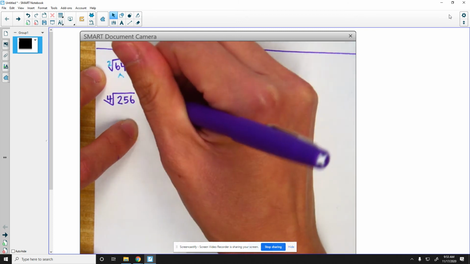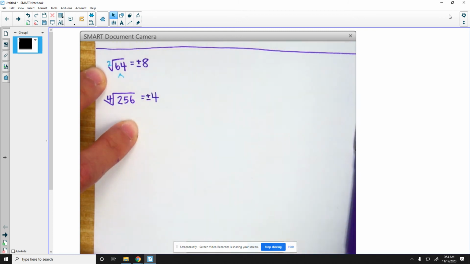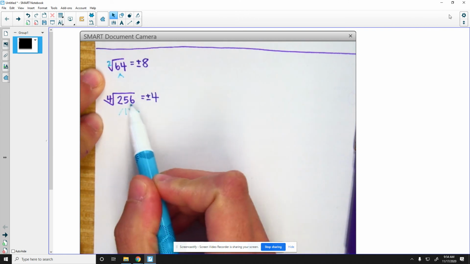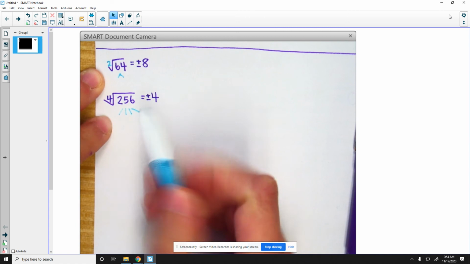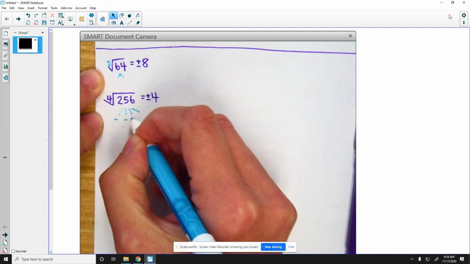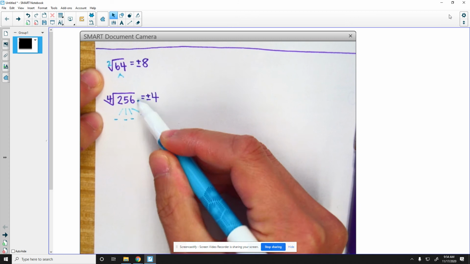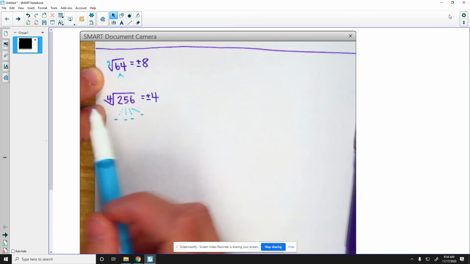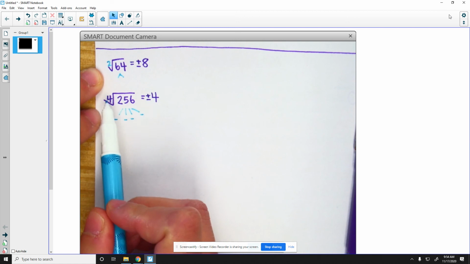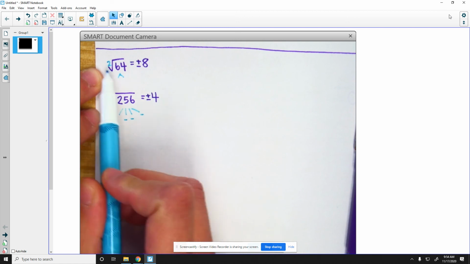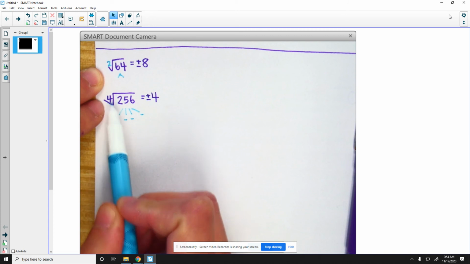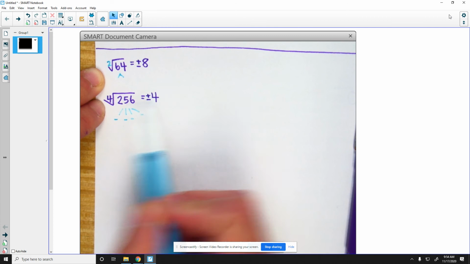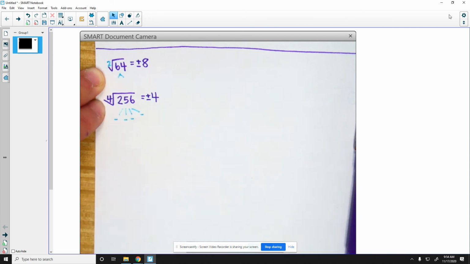So the reason why this is also plus or minus 4 is because I know that 4 numbers have to equal 256. So 4 times 4 times 4 times 4. But doesn't that also mean that a negative times a negative times a negative times a negative also equals a positive 256? That's how I know. So basically, the general rule of thumb is, if your little number, your radical, that these are called radicals, if your radical is an even number, then you're normally going to have a plus or minus. But if your radical is an odd number, it's something else.